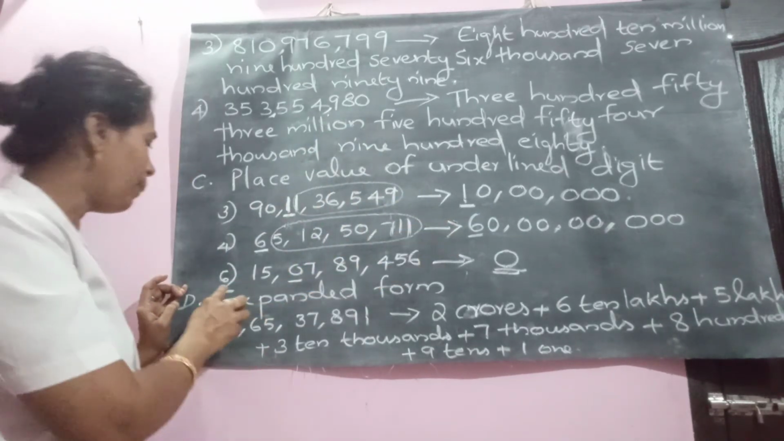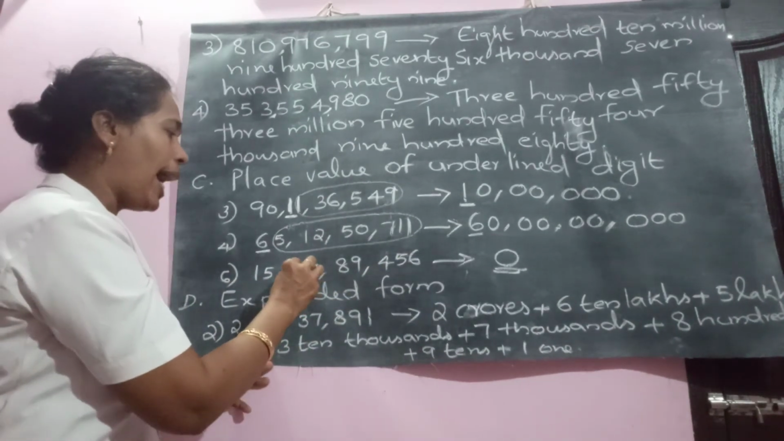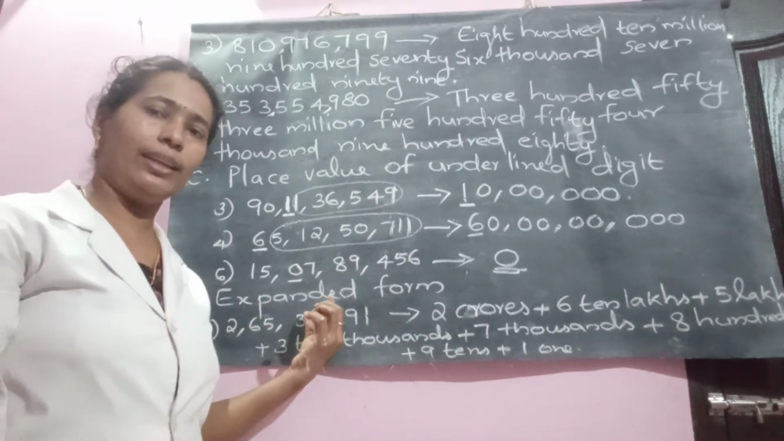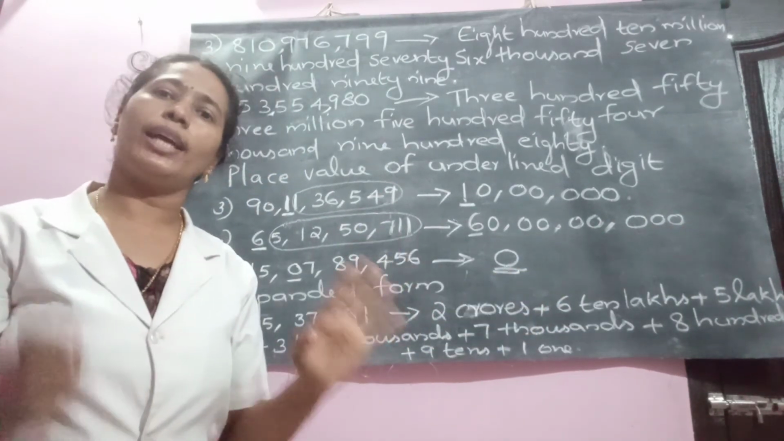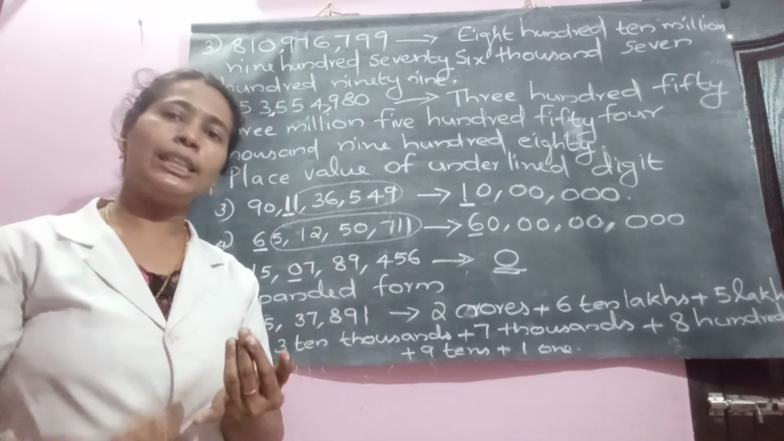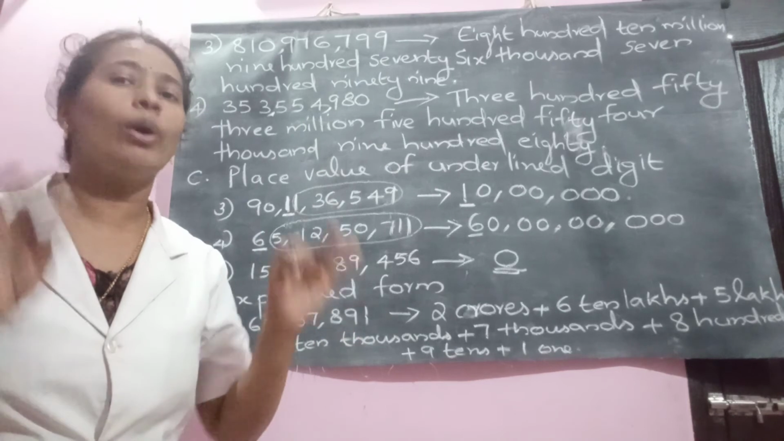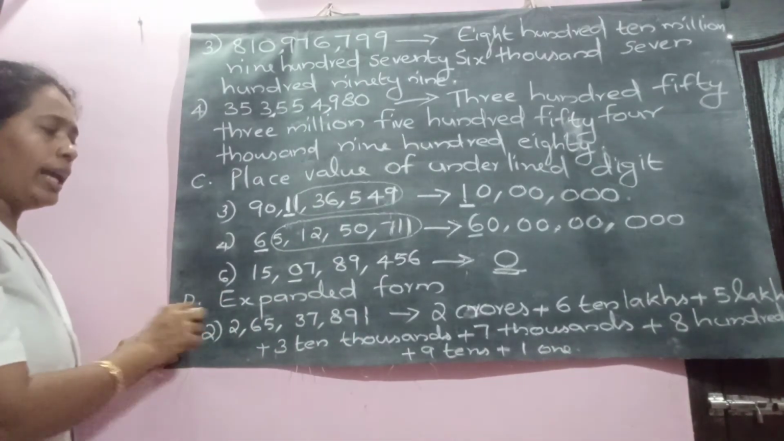Okay. Similarly, the sixth question is 15,078,945,6 with 0 underlined. When 0 is underlined, there is no need of writing how many zeros. Just write a single 0. Place value and face value of 0 is 0 itself. Okay. Next one, D question.